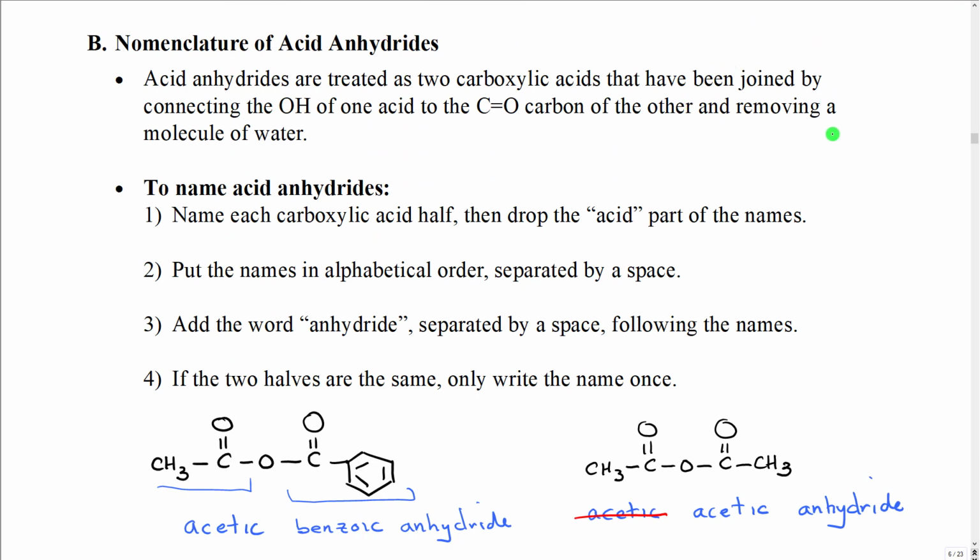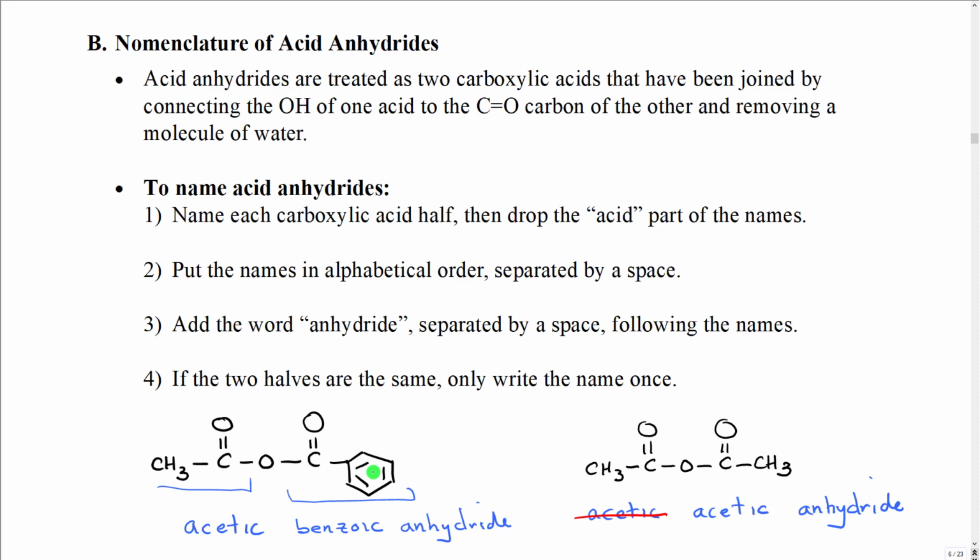Acid anhydrides are very interesting because of the way that organic chemists conceptualize them. We look at the overall acid anhydride structure, which looks like this. It has a carbon group, a C double bond O, an oxygen in the middle, another C double bond O, and then a carbon group, and the two carbon groups can be the same or they can be different.